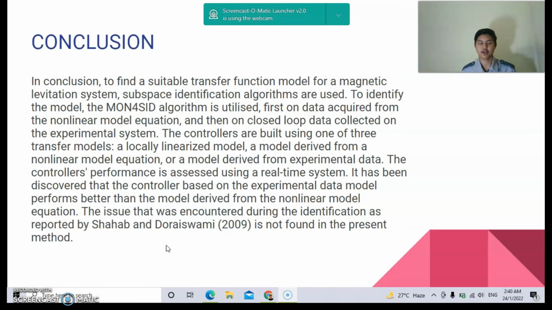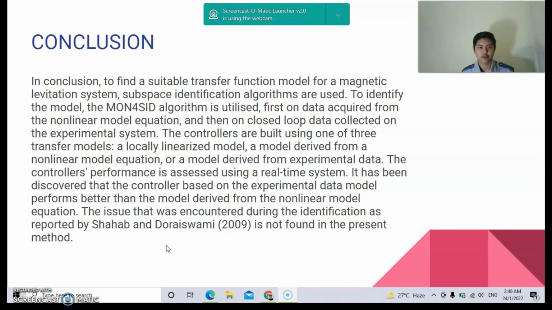My ID number is EA19058. Today I will present about the conclusion. In conclusion, to find a suitable transfer function model for a magnetic levitation system, a subspace identification algorithm is used. To identify the model, the MOESP algorithm is utilized, first on the data acquired from the nonlinear model equation, and then on closed-loop data collected on the experimental system.